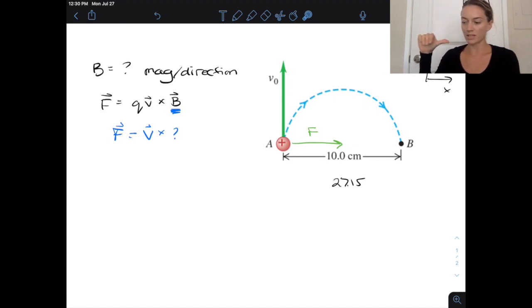my thumb is pointing to the left, so that's not right. If I turn my hand this way and then curl my hand out, then my thumb is pointing in the right direction. So B has to be out of the page here. So B is coming this way. That's because when I put my hand in the direction of the velocity, the only direction I can curl my fingers in so that my thumb is pointing in the right direction is out of the page. So B has to be out of the page.